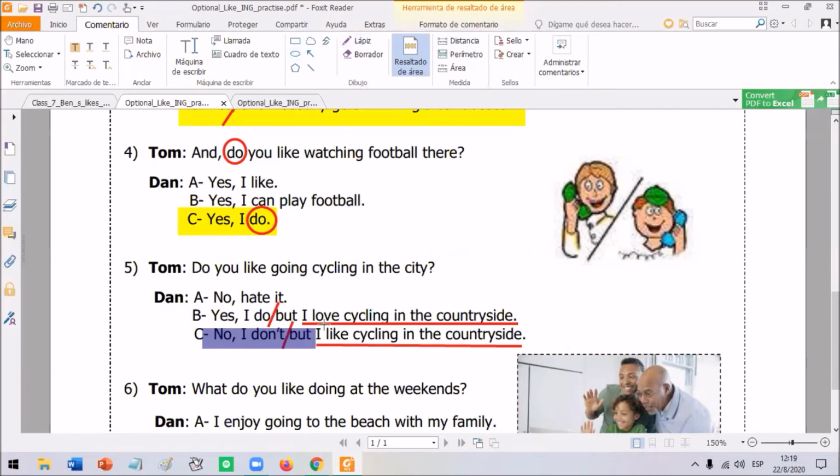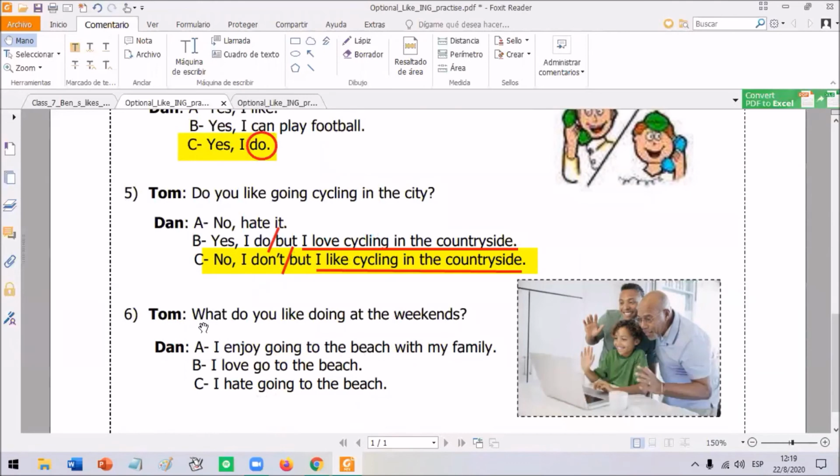Entonces vamos a ir a la última, ¿sí? Fíjense, sorry, I have a sore throat today. Do you like going cycling in the city? No, I don't, dice. No, en la ciudad no me gusta andar en bici, pero sí me gusta en las afueras. Esa es la idea, ¿ok? I like cycling in the countryside. Finally, what do you like doing at the weekends? Okay, I enjoy going to the beach with my family. I love go to the beach. I hate going to the beach.